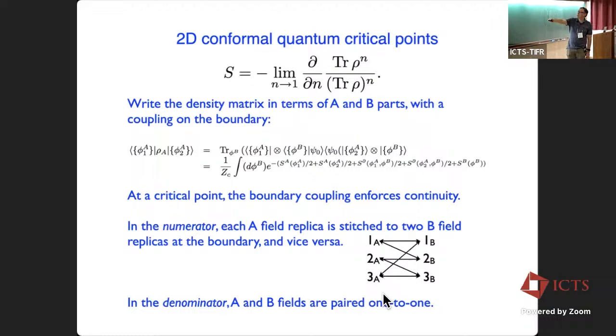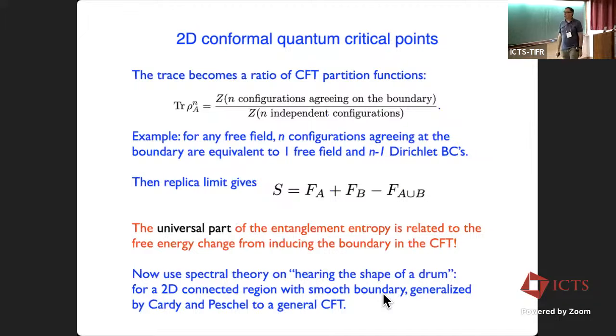In the denominator, it's much easier. We just pair the same replica on A to that replica on B, so it's like just horizontal lines. And now we get a problem that reduces to an even older problem than Cardy and Peschel's. Mark Kac, I guess, is the one that I know of who worked on this a long time ago. The basic idea is that this trace of n replicas appearing in the calculation becomes a ratio of CFT partition functions, where the top one is n configurations of the fields, all stitched together and agreeing on the boundary between A and B over n independent configurations. And then the replica limit of that turns those partition functions into free energies.